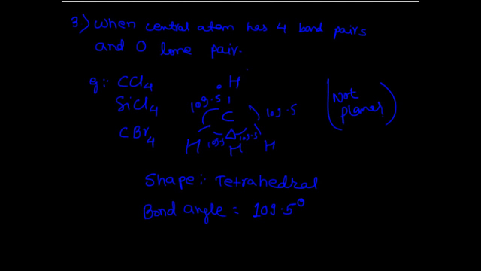Now, one thing you need to notice here is that the total number of pairs in this case is 4 plus 0, that is 4. So now in each of the following cases the total number of pairs will be 4, but now we'll have lone pairs. So we'll learn the relation between the total number of pairs, lone pair and bond pair. So let's move to the fourth case.